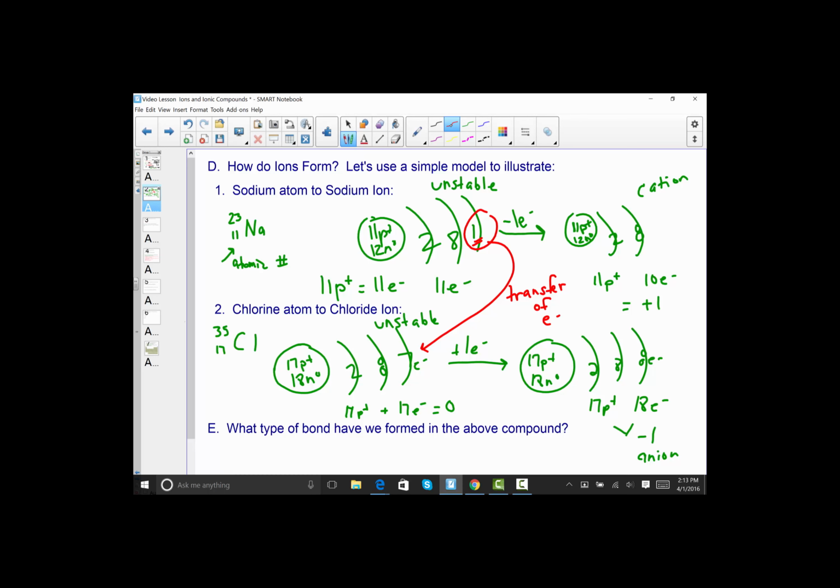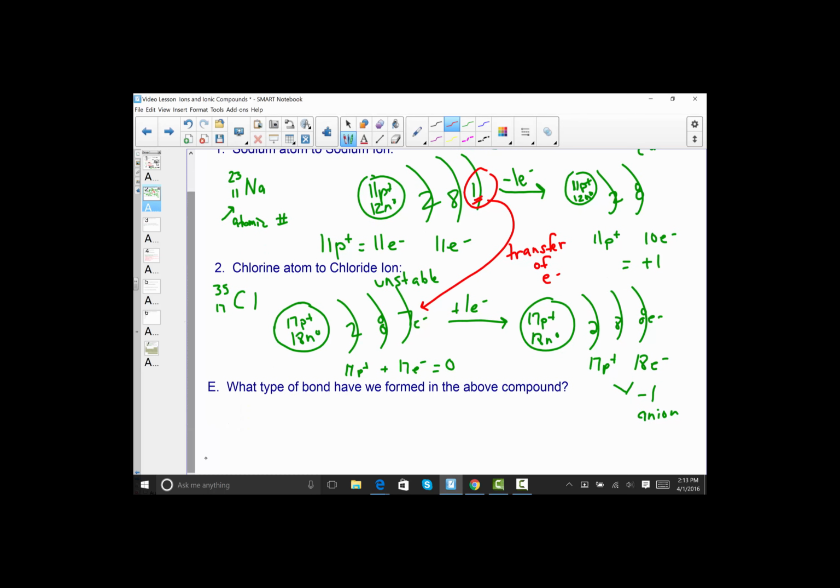So here we see the basis of a beautiful relationship between a transfer: metals want to lose to achieve a noble gas, nonmetals want to gain to achieve a noble gas arrangement, and we have what is known as an ionic bond, a transfer of electrons from metals to nonmetals. I spelled that wrong, so I fixed it.